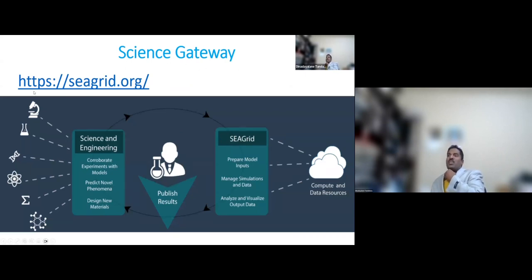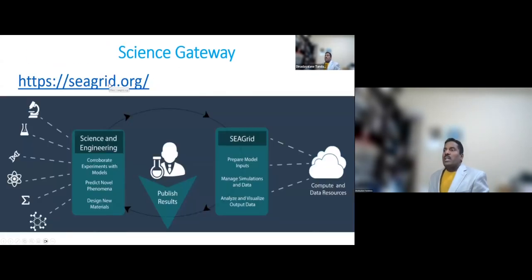As I said, I use the Science Gateway, which is cgrid.org. You can see science and engineering, collaborate, experiments with the models. Earlier I said, right, predict novel phenomena, design new materials, which I do in my research. Then what is the goal of cgrid? Prepare model inputs, which is easy to do because questions are asked, you answer them, it's done, and the input is created, right? Then manage simulations and data, analyze and visualize output. That's what I was talking about, the post-processing. Everything is done with compute and data resources, right?